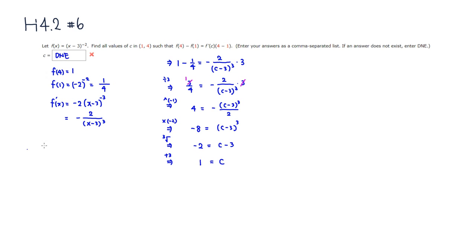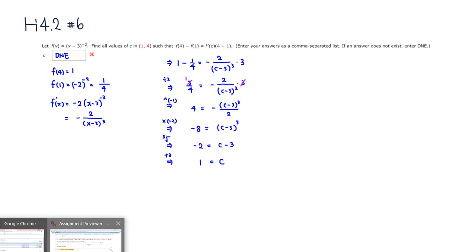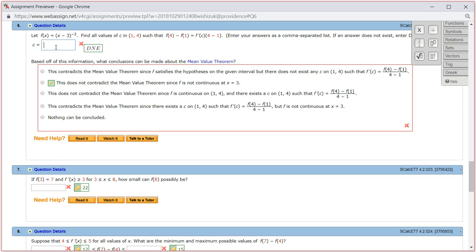So let's type it in: c value does not exist. Let's check that the answer is actually there. Maybe I already know the answer.